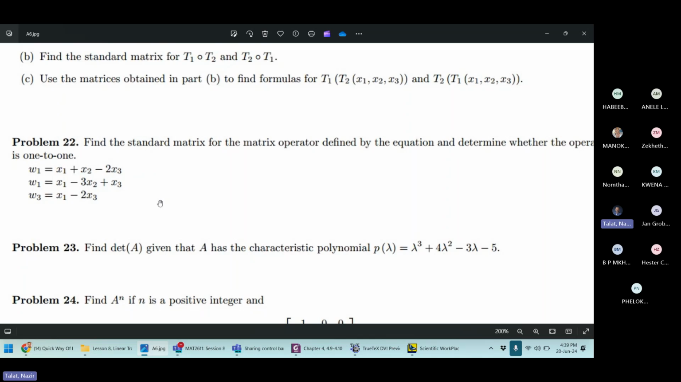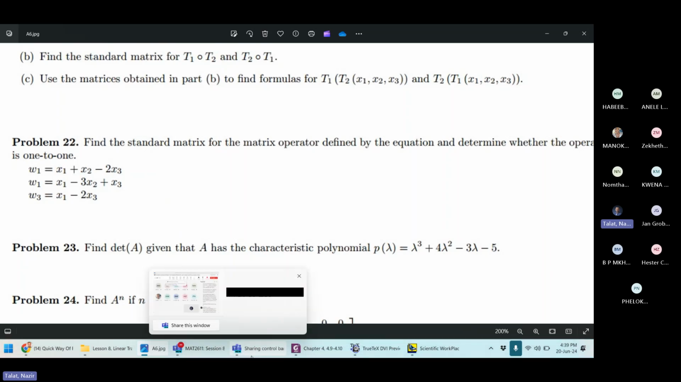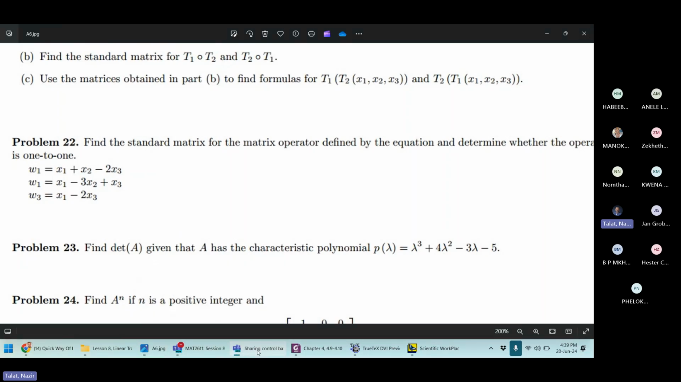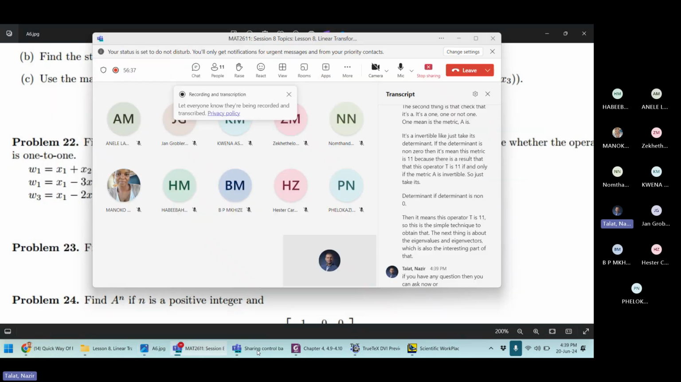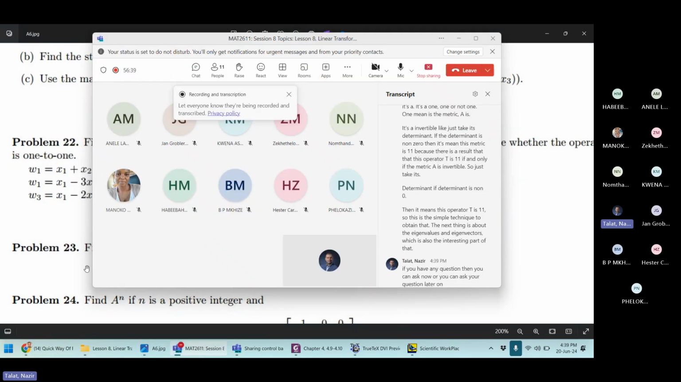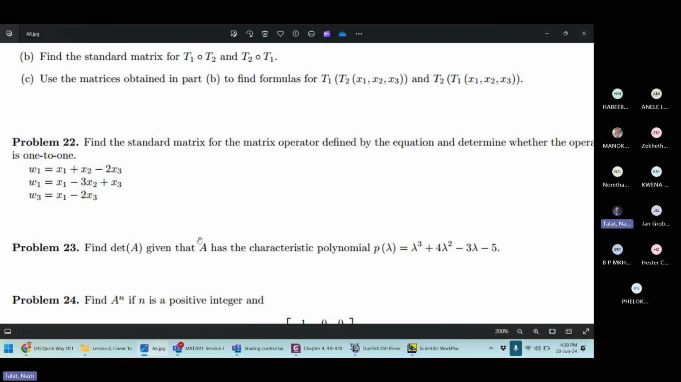The next thing is about the eigenvalues and eigenvectors, which is also an interesting part of this. If you have any question, you can ask now, or you can ask later when we complete the second topic, which is related to the eigenvalues and eigenvectors along with the characteristic polynomial.